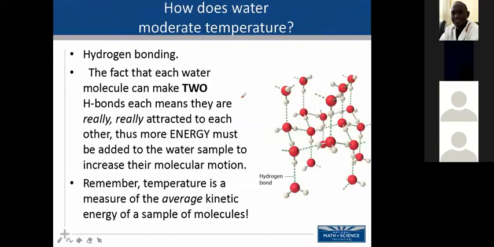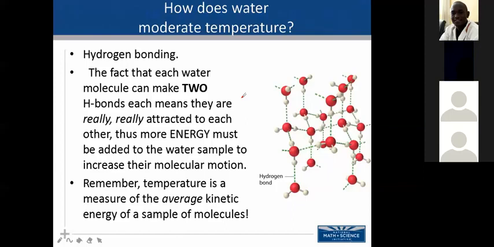Okay, so we move to the next, temperature regulation. Now, since these water molecules are bound to each other, one water molecule will make 2 hydrogen bonds. Meaning that one water molecule will be bonded to 4 other water molecules. So it simply means you need energy strong enough to break these four bonds from one water molecule.